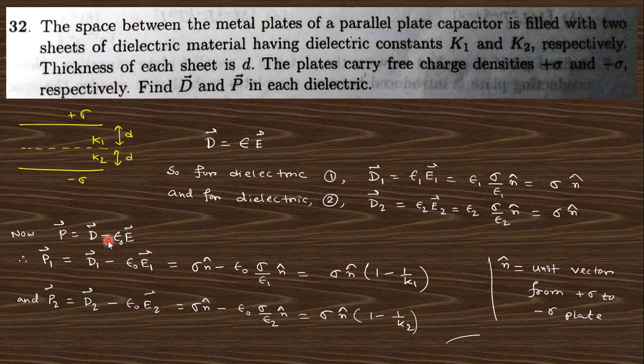And the polarization vector, you know, is D minus epsilon naught E. So P1 equals D1 minus epsilon naught E1. D1 equals sigma n cap, and E1 is nothing but sigma by epsilon 1 n cap. So just taking common, P1 equals sigma n cap times (1 minus 1 by K1), and P2 equals D2 minus epsilon naught E2. Finally you get this expression. Clear? These are the polarization vectors in these two regions and the displacement vector in these regions.